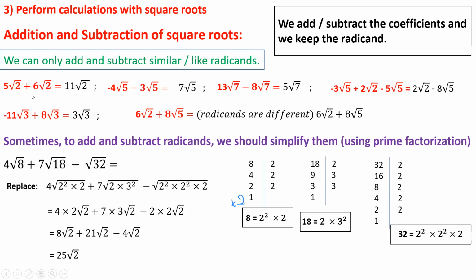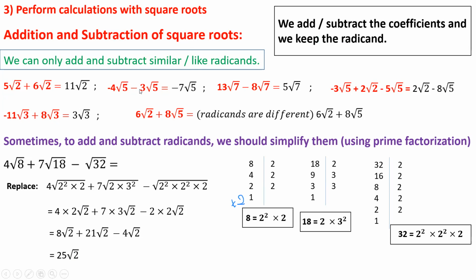For example, 5 radical 2 plus 6 radical 2, the radicand is 2, so we can add. What do we do? We add or subtract the coefficients of the radical. The coefficients mean the numbers outside, and we keep the radicand as it is. So 5 plus 6 is 11, and I keep radical 2 as it is. Now I have negative 11 radical 3 plus 8 radical 3, same radicands.